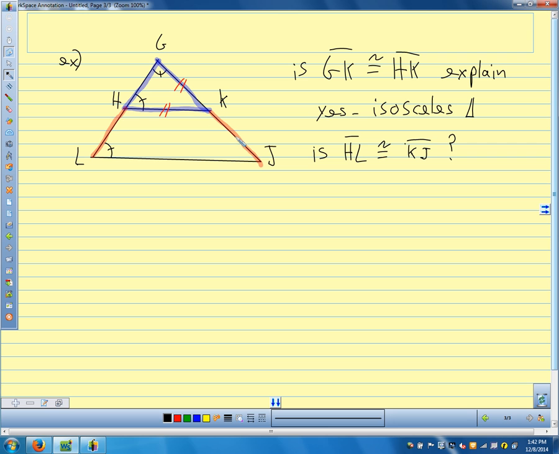They're not sides of an entire triangle. They're parts of the sides of the big triangle. So there's not enough information. So I would say we don't know. They could be, but we don't have enough information.